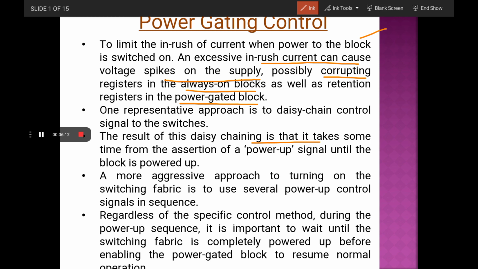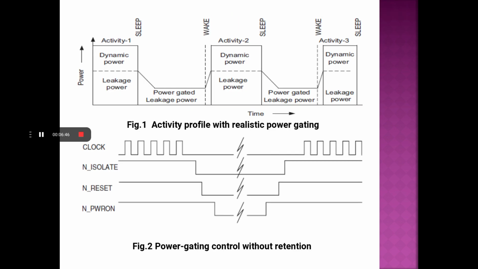As a result of the daisy chain, it takes some time from the assertion of the power up signal until the block is powered on. That is the basic idea. If you want more functionality, a more aggressive approach is turning on the corresponding switches with several power up control signals. We don't have any limit on that. If you design the circuit in a particular fashion, we can achieve the corresponding power up sequence with proper design. So this is just a very brief introduction. Okay, let's move on to the next slide.